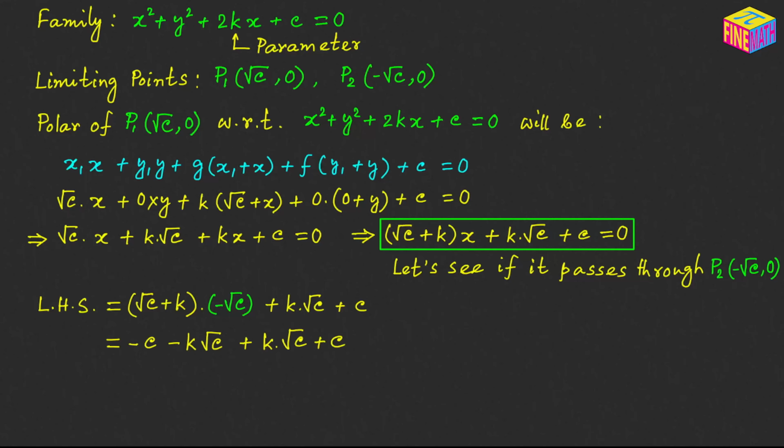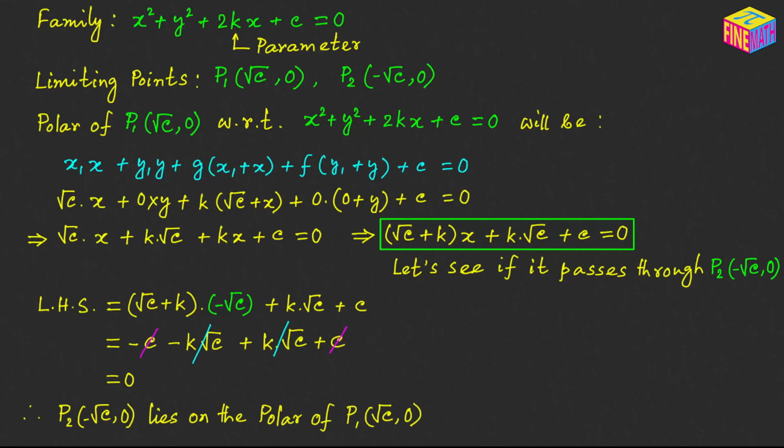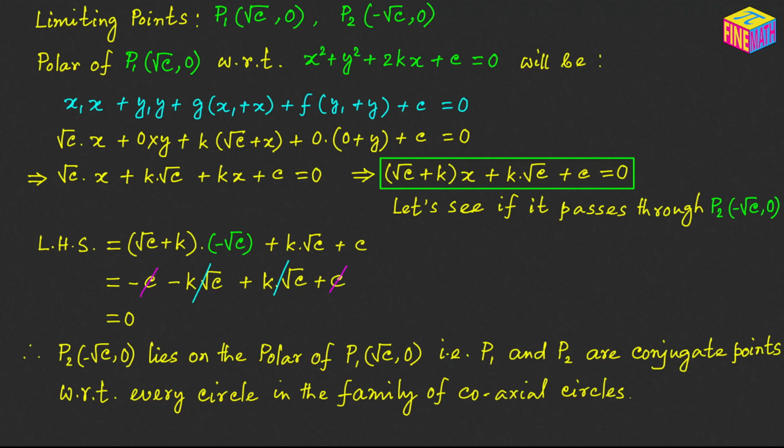So if we simplify the expression, it's going to look like this, and as you can see, the positive lowercase c and the negative lowercase c cancel out each other, and similarly we have a positive k times square root of c and a negative k times square root of c. They will also cancel out each other, so essentially this also becomes 0. That means we can safely say that the equation of the polar also satisfies the coordinates of the point p sub 2. That means p sub 2 lies on the polar of p sub 1. So we can say that P sub 1 and P sub 2 are actually conjugate points with respect to every circle in the family of coaxial circles.